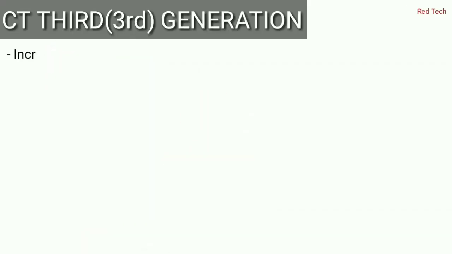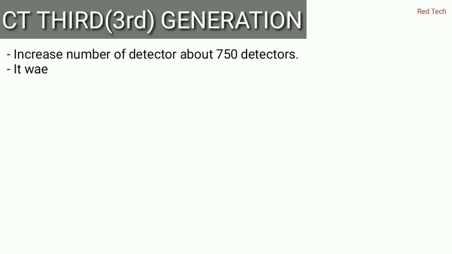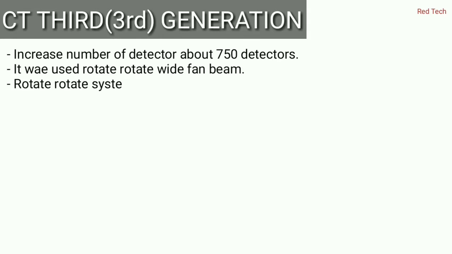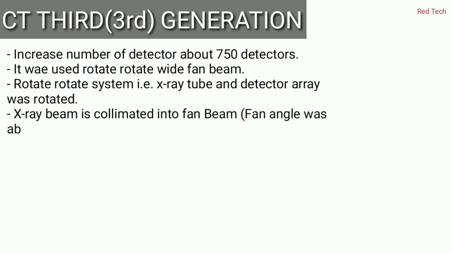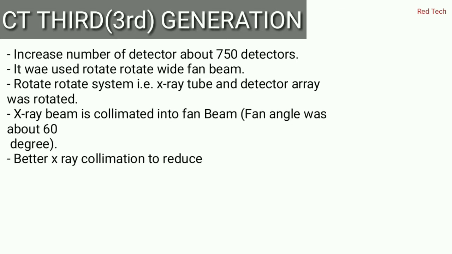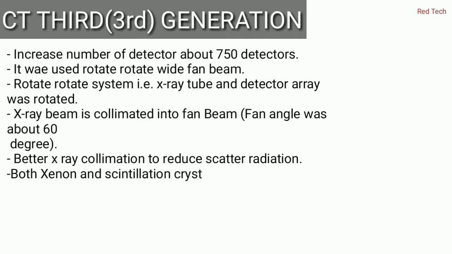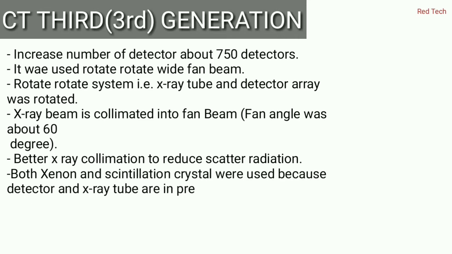Third generation, also known as rotate wide fan beam. In third generation CT, 750 detectors were used. It was a very huge number, the largest used in any generation of CT scan up to then. Basically the name is rotate wide fan beam, a rotate-rotate system, in which the X-ray tube and detector array both rotate and the X-ray beam is collimated into a fan beam.